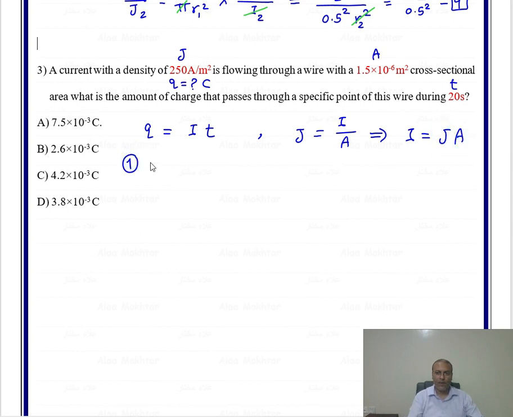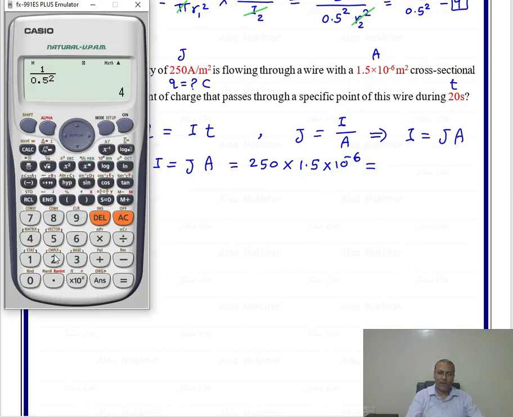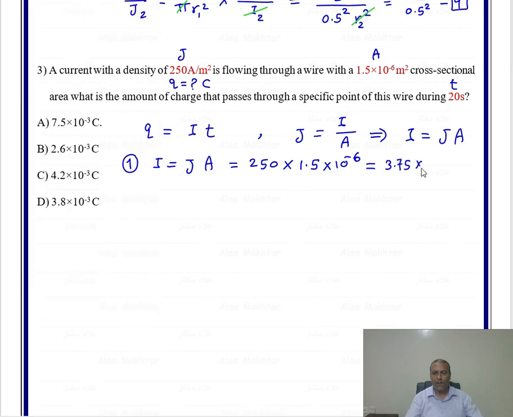First step, I equals J multiply area, density multiply area. We have density 250, area 1.5 multiply 10 to the negative 6. Using your calculator, 250 times 1.5 times 10 to the negative 6. It's 375, and we can write it as 3.75 times 10 to the negative 4 ampere.